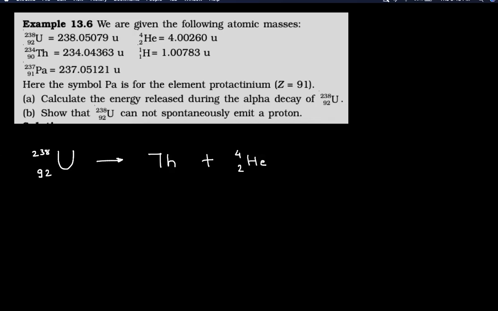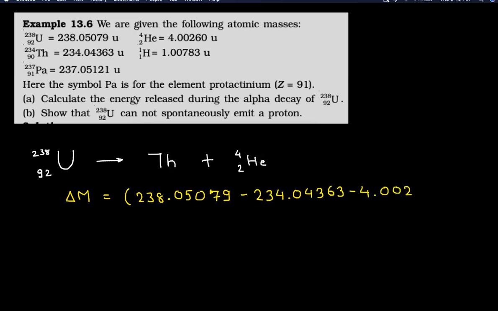How to solve this question? First, you need to find the mass defect, as always. Mass defect is, helium, not the helium one, sorry. Mass defect is by 238. First, tell me the mass defect. How much are you getting as mass defect, everyone? This minus 234.04363 minus 4.00260. What is the mass defect? 0.00456.